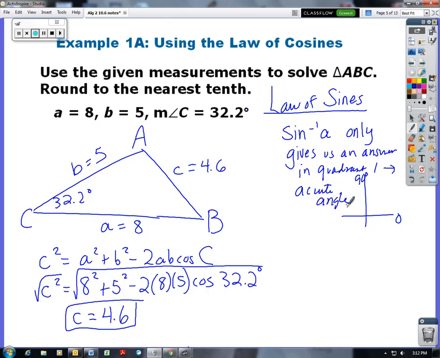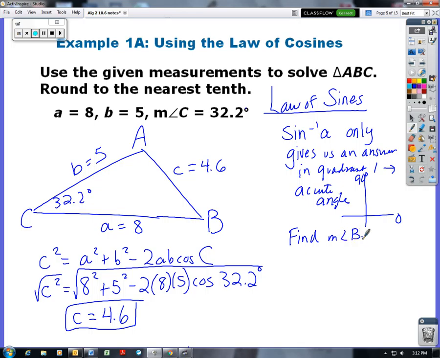What that means for this problem is I don't want to use law of sines to find angle A, because if I've got my picture drawn, you can see it's possible that angle A is obtuse. And if it is obtuse, law of sines will not give us an obtuse angle. It kind of misleads us. So I need to use law of sines to find angle B. I know that's a little tricky, but that's just the way it is.